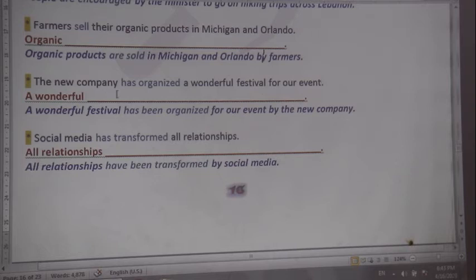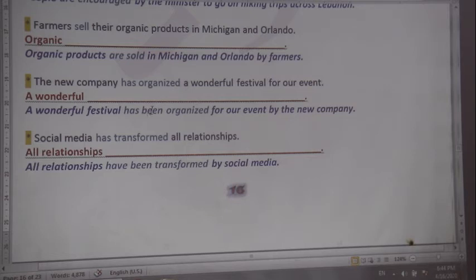Now, the new company has organized wonderful festival for our event. So again, dear students, they didn't give me the object of the sentence, so I add the object. Here is the full object with the adjective, full form: a wonderful festival. And now I think about the tense in the sentence in the active. Here it is in the present perfect. I only need to add been.